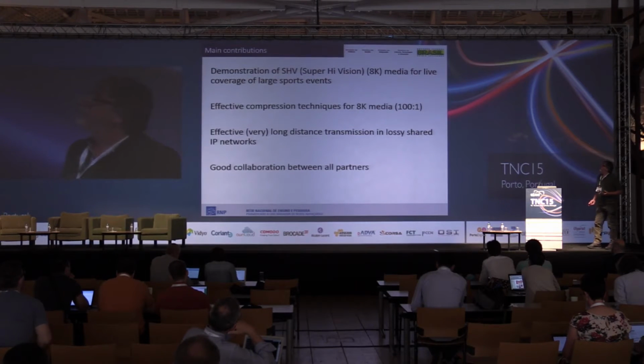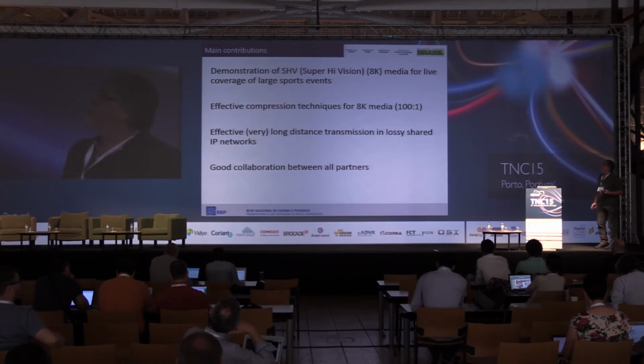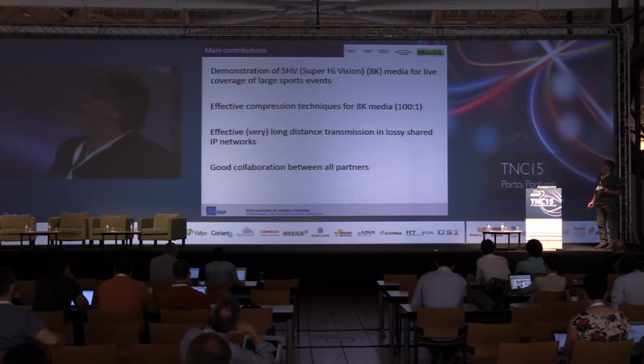The major contribution is demonstrating this technology for large sporting events. It's not the first time, I'll mention this afterwards. There were effective compression techniques, about 100 to 1 for 8K media, which reduces the required bandwidth to about 350 megabits per second, which is quite effective. It means you don't have to have very large networks in order to use this. And there's the idea of transmitting in lossy media over shared IP networks over intercontinental distances.